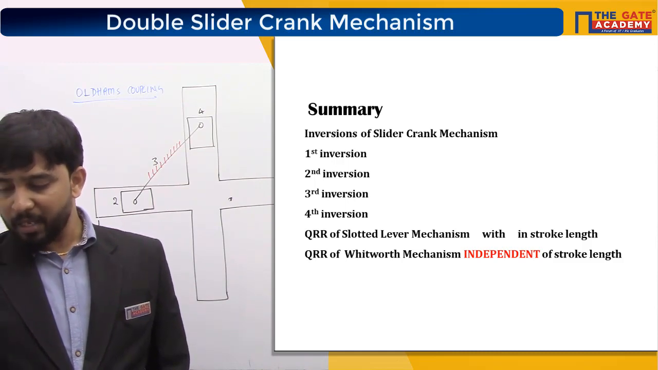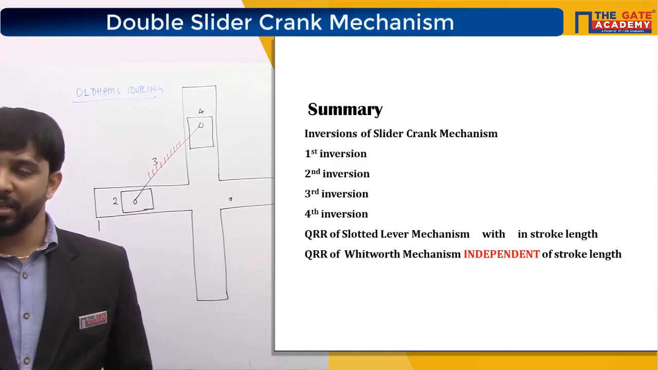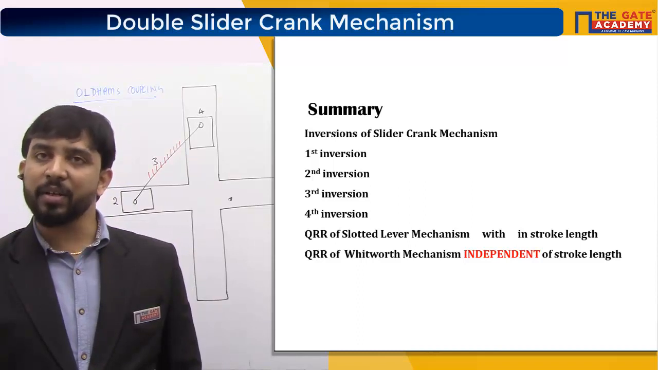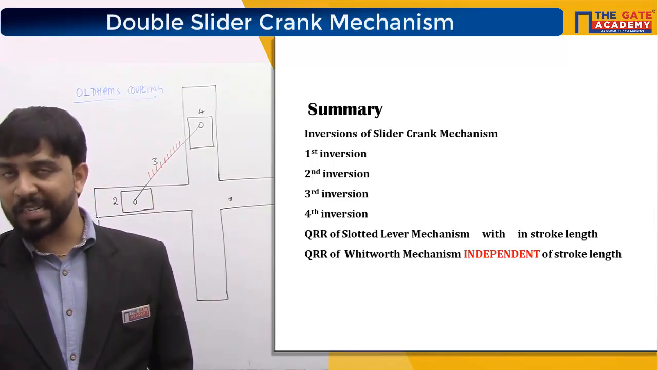Inversions of the 4-bar mechanism: double crank mechanism, crank rocker, rocker rocker. To get a double crank mechanism, you need to fix the shortest link. To get a crank rocker mechanism, you need to fix the link adjacent to the shortest. For a double rocker mechanism, you can fix the link opposite to the shortest.